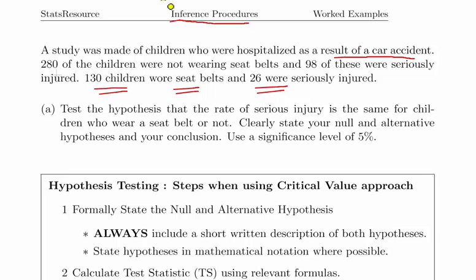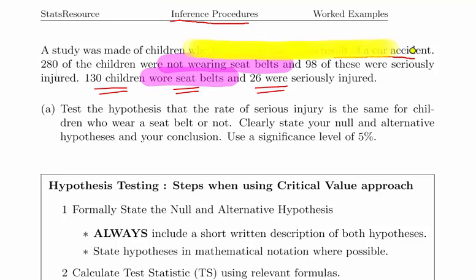So we have two groups here, the not wearing seatbelts and wearing seatbelts. And our population is essentially children who were hospitalized as a result of a car accident. Now, I realize hypothesis testing questions are very long, but if you can make a quick statement like that at the start of your solution, that would be helpful. Test the hypothesis that the rate of serious injury is the same for children who wear seatbelts or not. Clearly state your null and alternative hypotheses and your conclusion, and use a 5% significance level.